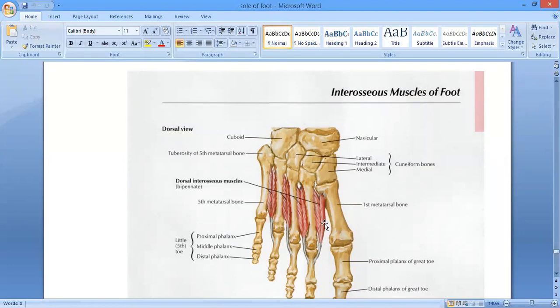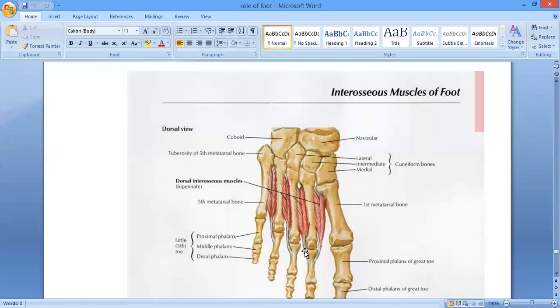Now, origin. These four dorsal interossei muscles are getting origin from the adjacent sides of the corresponding metatarsal bones, right? Clear? And they are going to be inserted over the bases of the proximal phalanges of the second, third, and the fourth toes, right? Where is the insertion of all four muscles? On the bases of the proximal phalanges of the second, third, and fourth toes, and also the extensor expansion.